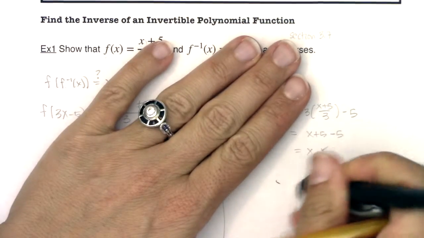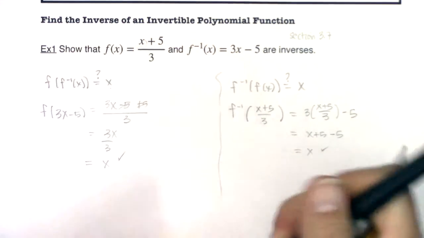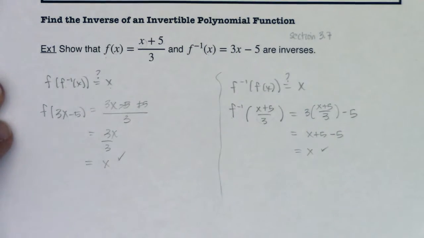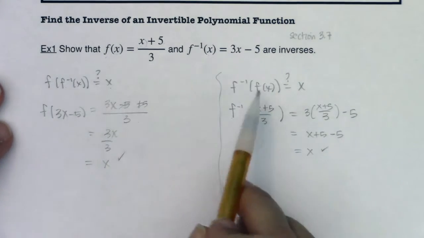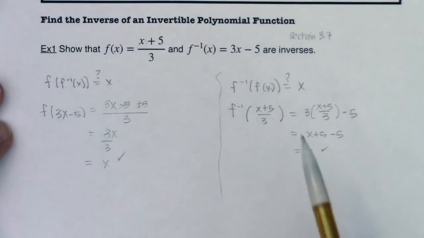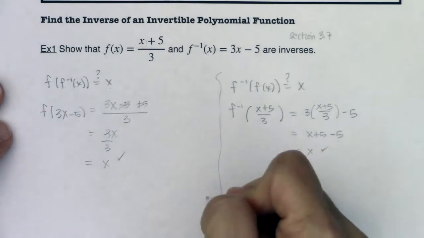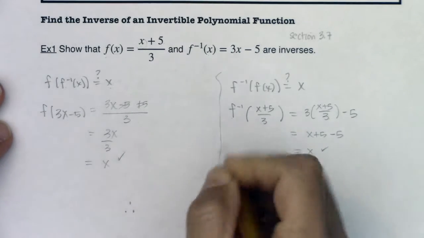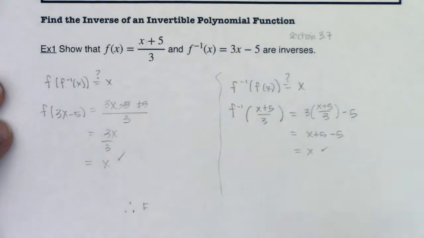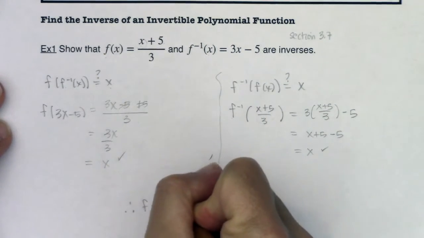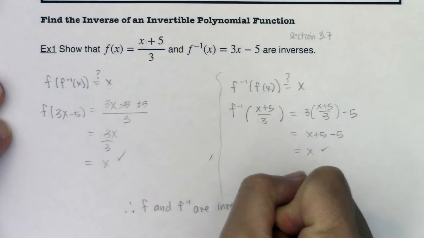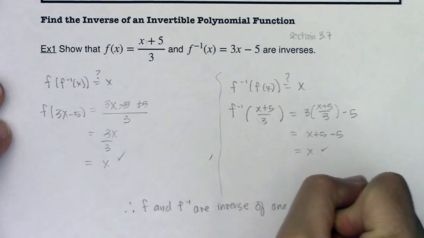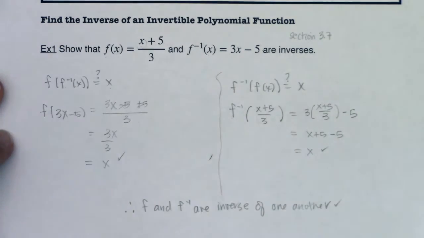Because I was able to check composition in both directions, f of f inverse and f inverse of f, and whenever I put in x, I got x back out, that meets the definition of two functions being inverses of one another. Therefore, f and f inverse are inverses of one another. So I have verified that.